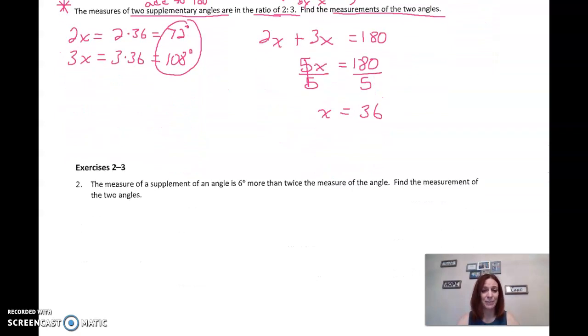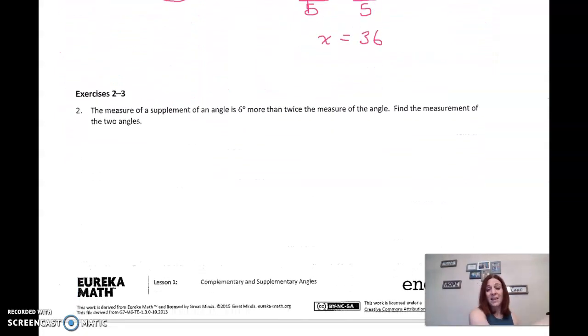All right, a couple more examples. Think back to when we were translating sentences into math, right? So this is kind of going back to that. It says the measure of a supplement of an angle. Supplement. Add to 180. Okay, so that's in my head. Something's going to add to 180.